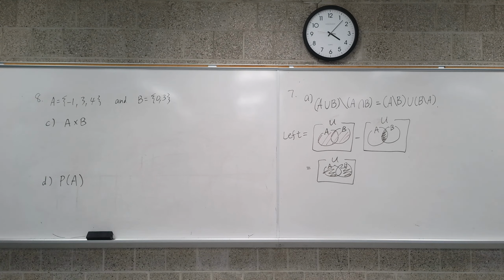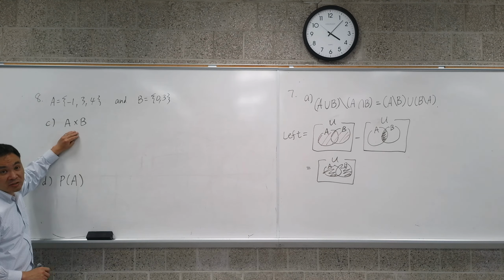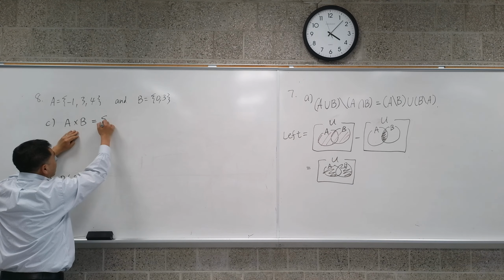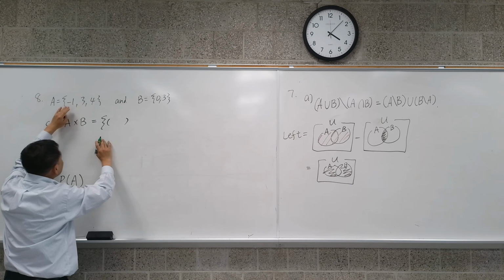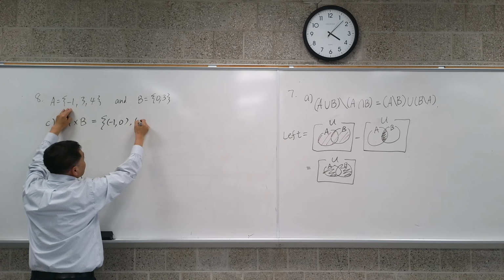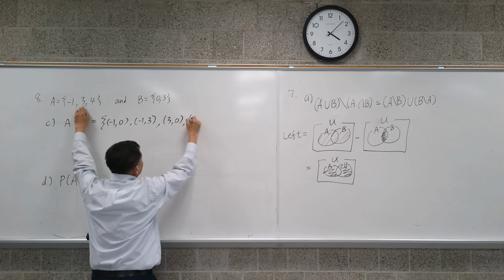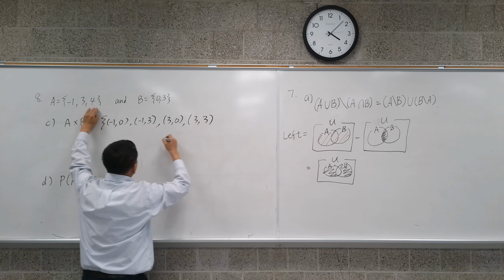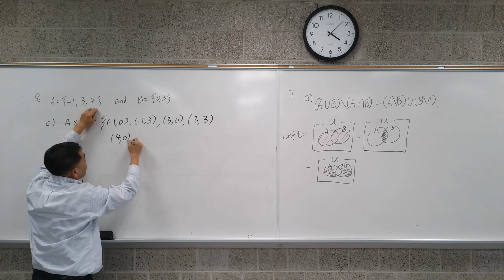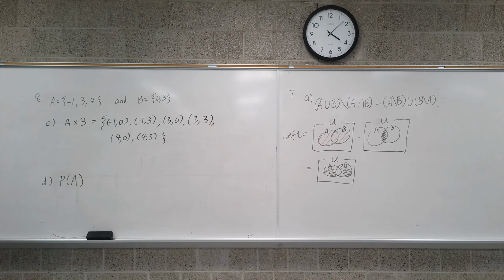Let's try this one. Okay, first of all, what is A cross B? That's called the product set. What do we collect? We collect all the ordered pairs with one element from A and one element from B. Right? So you can have (-1, 0), (-1, 3). You can have (3, 0), (3, 3). You can also have (4, 0) and (4, 3). That's it. So that's the product set.